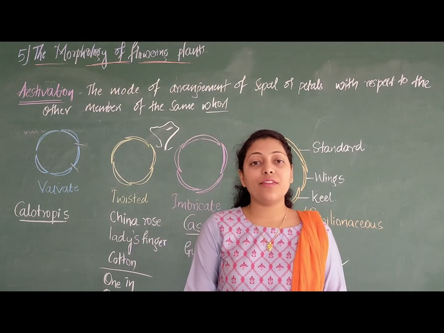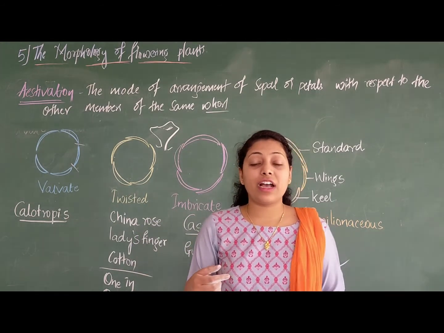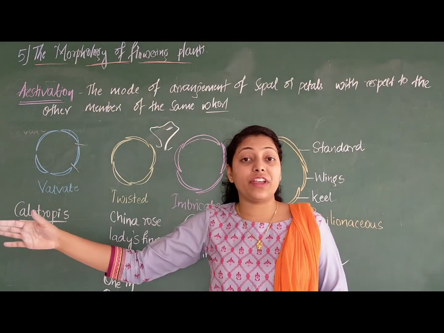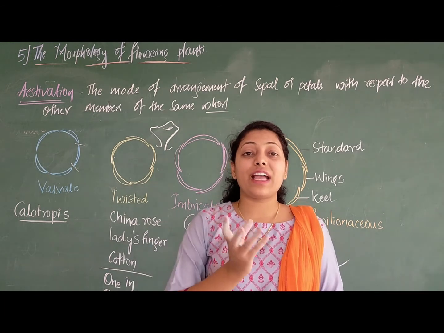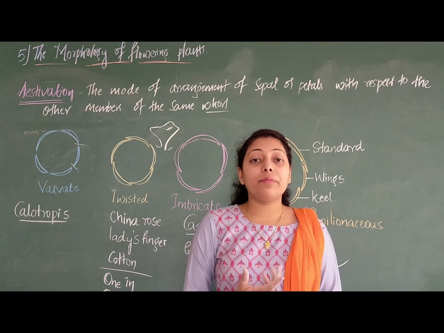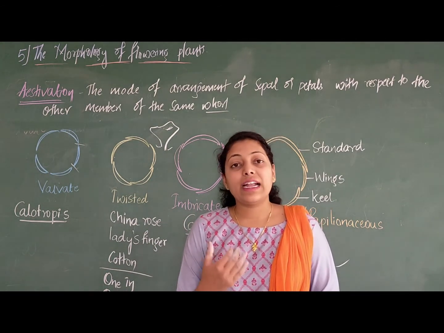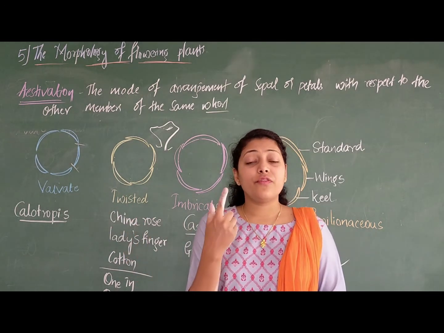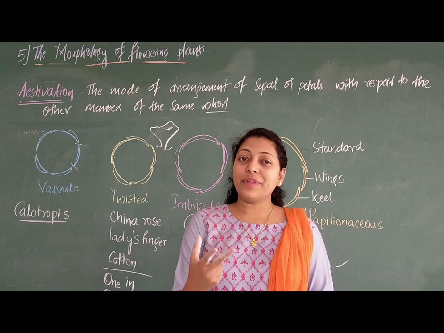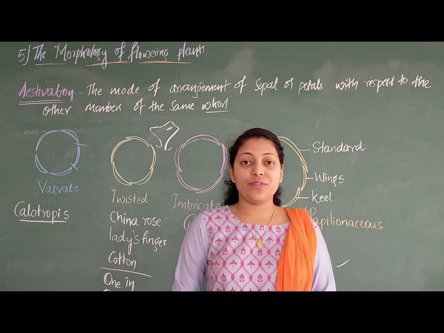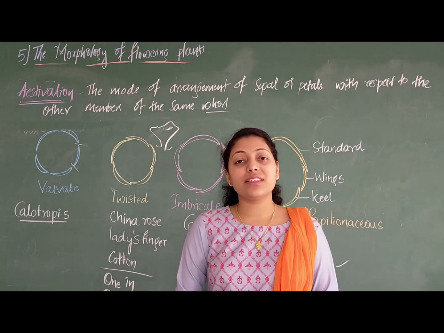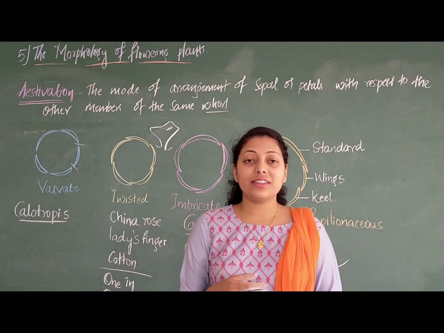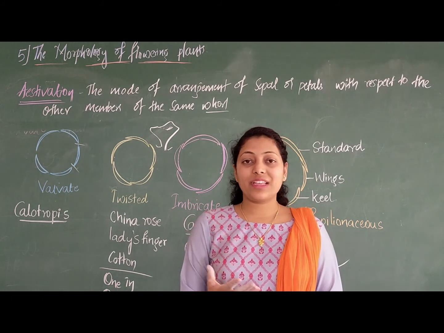Now we have covered the parts of the flower, calyx and corolla, and then we saw aestivation, that is, the arrangement of calyx and corolla on the floral bud. We have seen that aestivation is of 4 types: valvate, twisted, imbricate and vexillary aestivation. This is all about today's class. My next class will be about different parts of the flower, that is androecium and gynoecium.